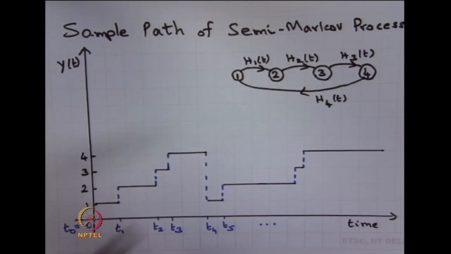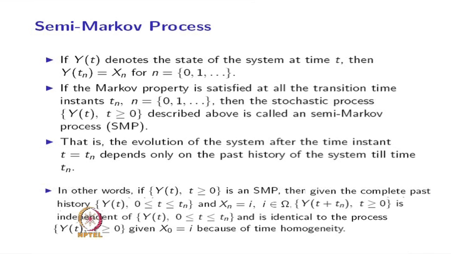We will come back to the same example again. So, this is an illustration of a sample path of a semi-Markov process, and T1, T2 are the time instants. If Y(t) denotes the state of the system at time t, then Y(Tn) is equal to Xn. Whenever you observe the system at the time instant, then those are the possible values of Xn.